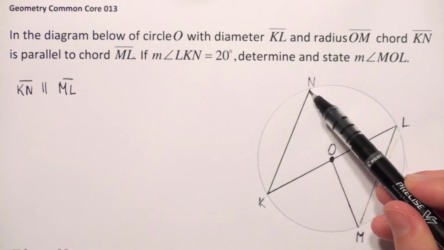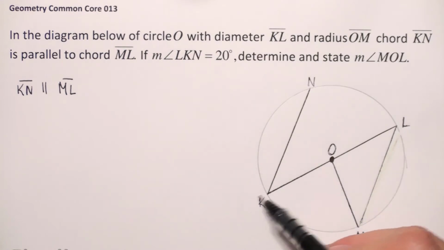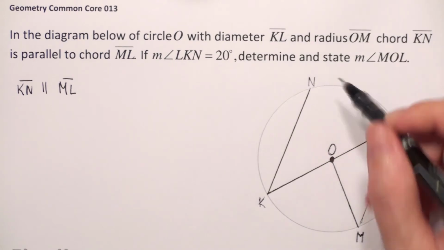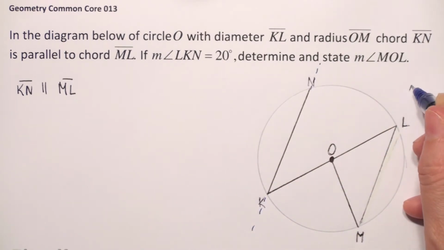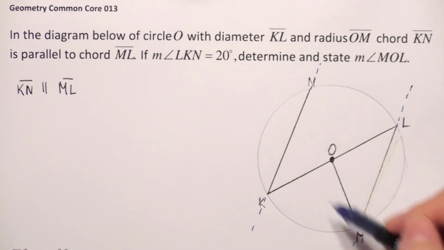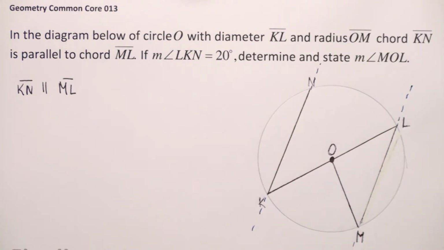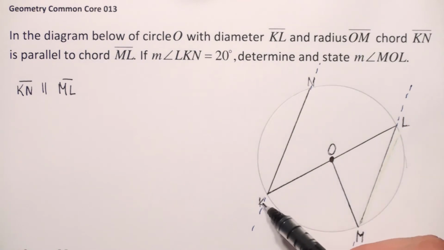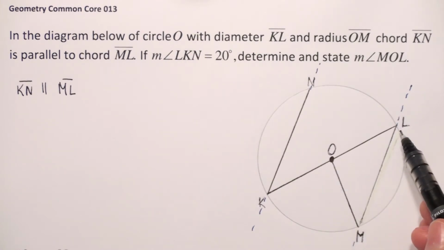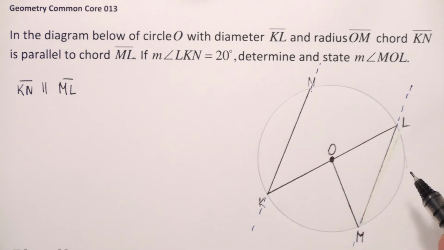So because KN is parallel to ML and KL cuts these two, because if we extend segment KN, we have two parallel lines, KN and ML. These two parallel lines are cut by KL. So if two parallel lines are cut by segment KL, the pairs of alternate interior angles are congruent. So the angle LKN is congruent to angle MLK. The pair of alternate interior angles are congruent.